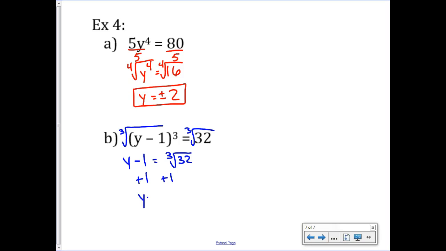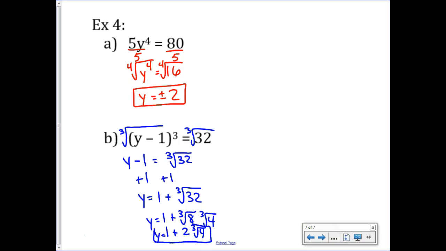So I get y equals 1 plus the cube root of 32. But I'm not going to leave it as that because there is a perfect cube that goes into 32. I know that the cube root of 8 comes out nice. And I know that 8 times 4 is 32. So I have 1 plus the cube root of 8, and the cube root of 8 is 2. And then I have the cube root of 4 that has to stay. So 1 plus 2 times the cube root of 4.